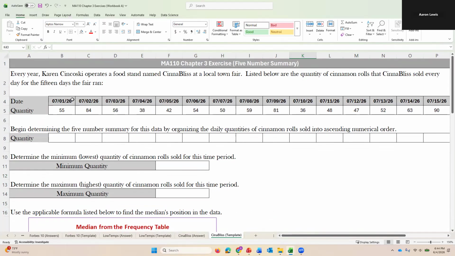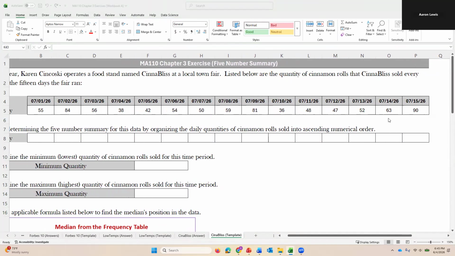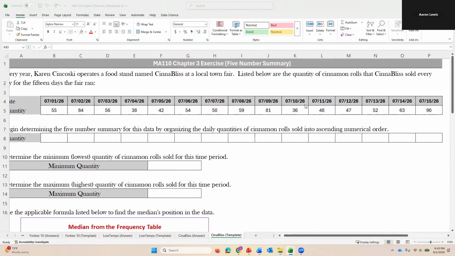So starting off, we have their sales quantity for this fair that ran for 15 days. As you can see, some days were more productive than others. We're going to have to find the median eventually, so I think we are best off starting by reorganizing our numbers into ascending order. I see that in this case, 36 would be the smallest number in the data set. The next number after that is going to be 38. If I wanted to do this the long form way, I could just keep finding the next biggest number until I worked my way up to the largest number, which is 90.